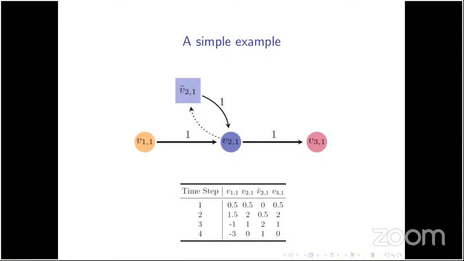You move to the next time step. You get 1.5 as input this time. You get half from the memory. So together you get 2 at 2,1, and this 2 is what gets propagated to 3,1. Once again, you get -1 as the input, and then you get 2 from the memory. So together you get 1 at 2,1, and 1 is what gets propagated at 3,1.